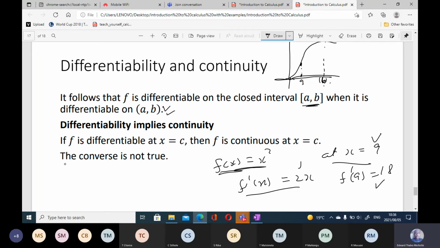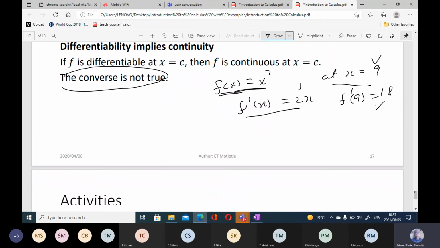But now the problem is that the converse is not always true. The converse is when you rewrite this one. It means that a function that is continuous at c is not necessarily differentiable at c. So you rewrite this one, you start with continuity. When we do the converse, the function that is continuous at c is not necessarily differentiable at c.